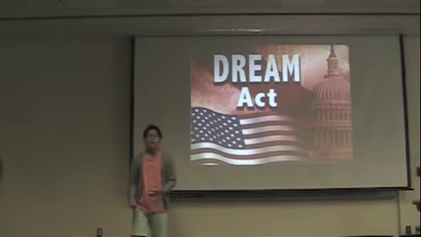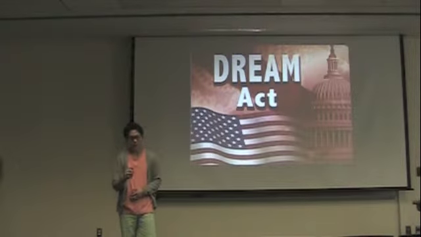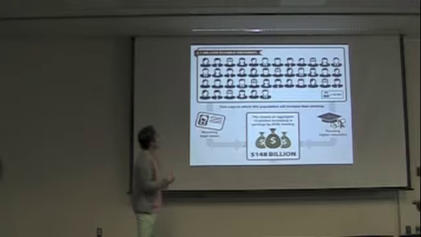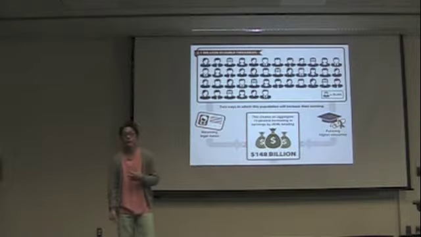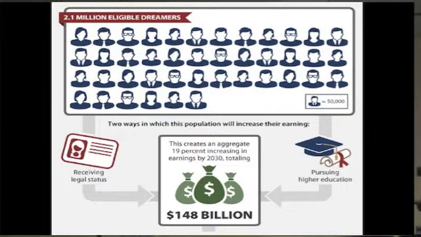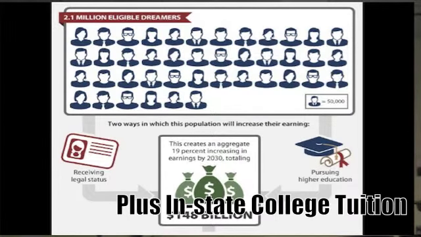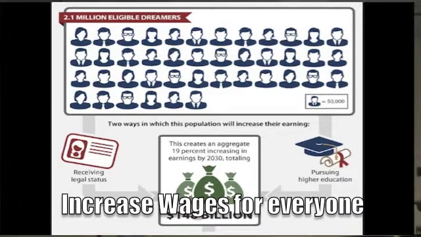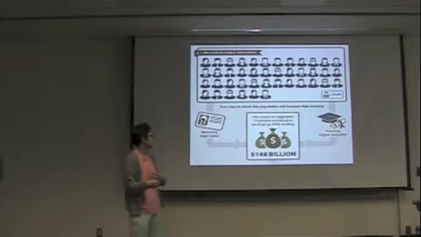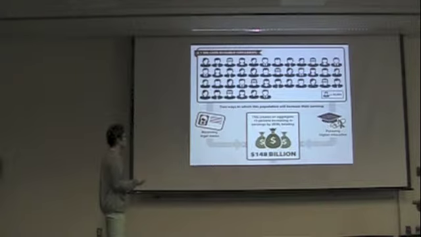So specifically what the DREAM Act does is there are about 2.1 million eligible dreamers who are illegal immigrants who have received education when they were young. And the DREAM Act gives them the opportunity to continue their education by giving them legal status. And what this does, it creates a 90% increase in earnings by 2030.